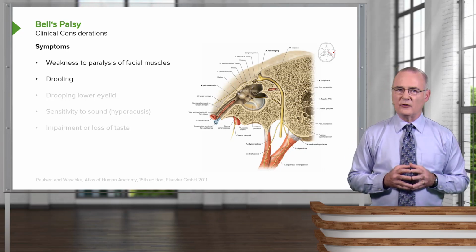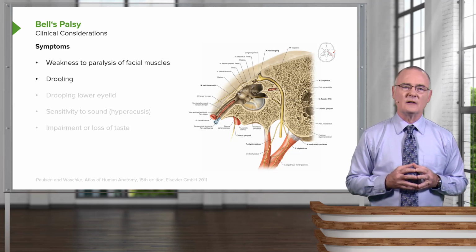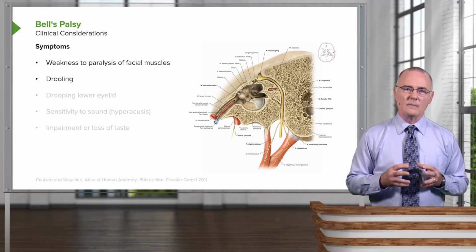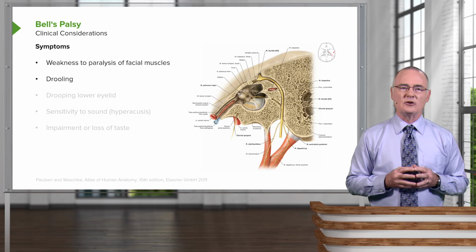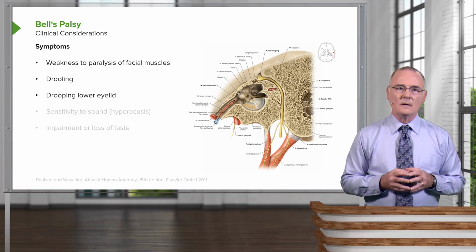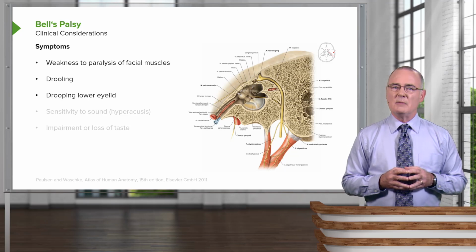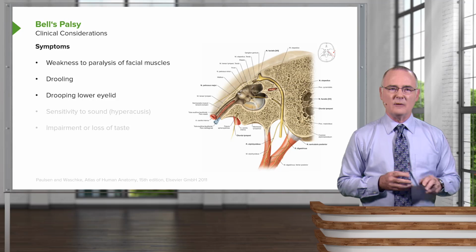Drooling is a symptom associated with Bell's palsy in that the sphincter around the mouth, the orbicularis oris, is partially paralyzed or weak. Drooping of the lower eyelid is another symptom.